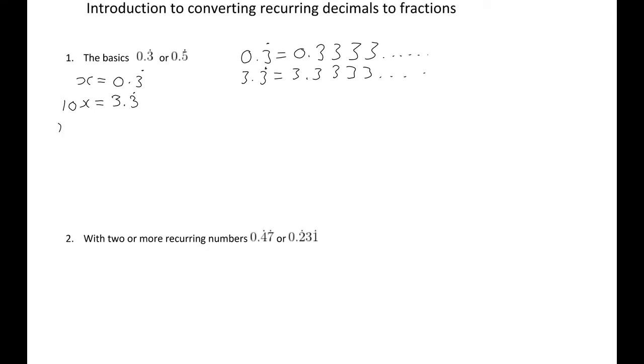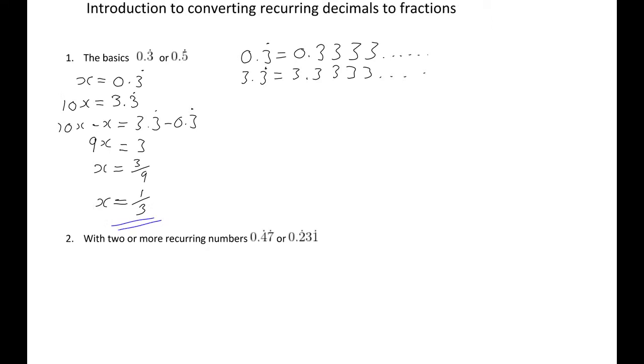So our next step is to do 10x minus x, and that is 3.3 recurring minus 0.3 recurring. Now just as I've shown you a moment ago, that means this side equals 3, just 3, the recurrings are gone. 10x minus x is 9x. Right, divide by 9, x equals 3/9, and then we just need to simplify our fraction. x equals 1/3. There you go.